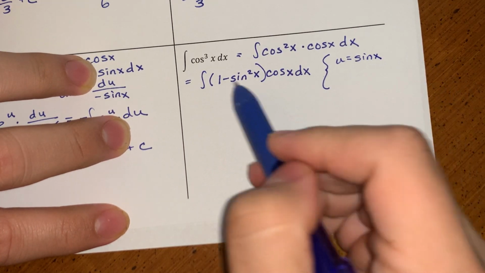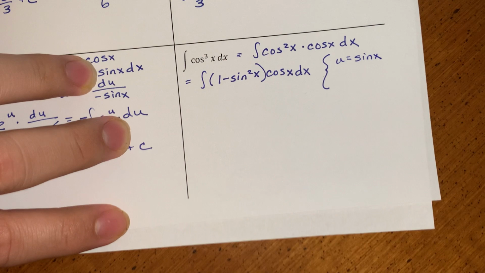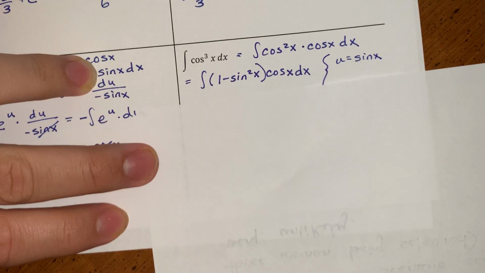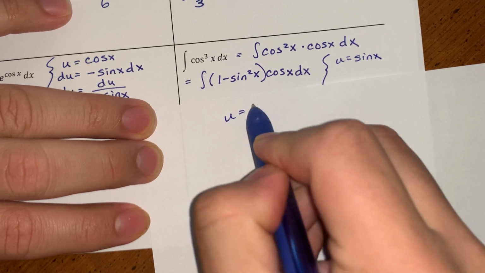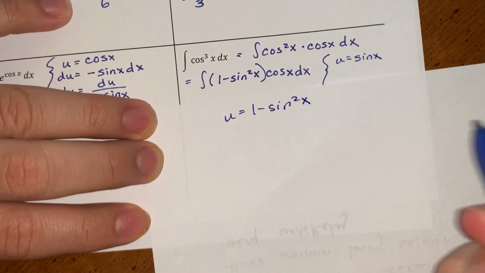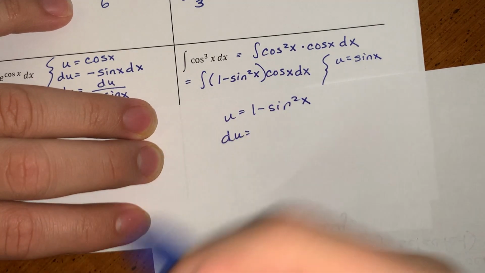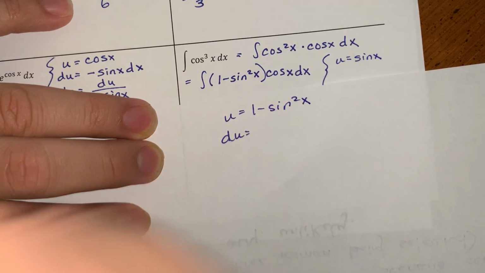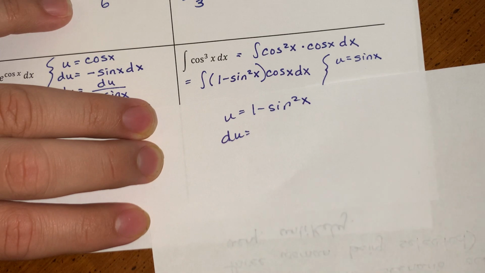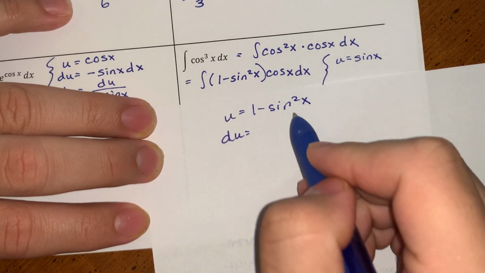And here's the thing, some people might be inclined to take the derivative of 1 minus sine squared of x and set that as my u. Just to prove you wrong, well, just think ahead. You'll get to the point where you'll be able to think ahead for a lot of these problems. But if you have to work it out, by all means, go for it.